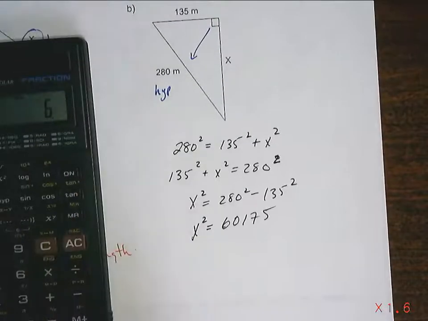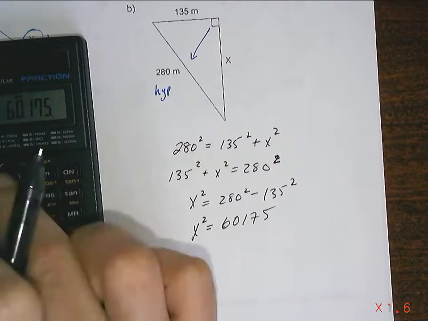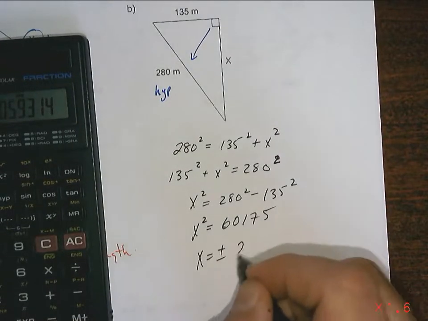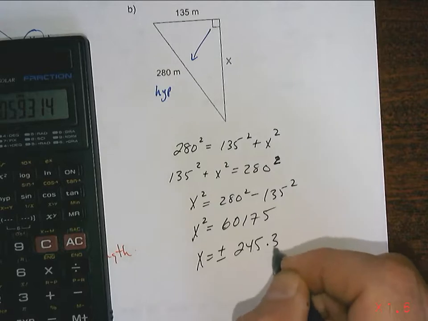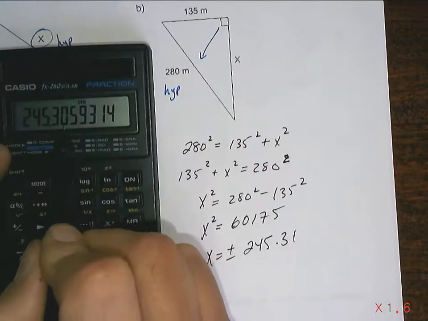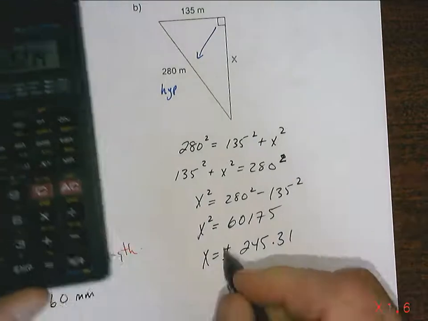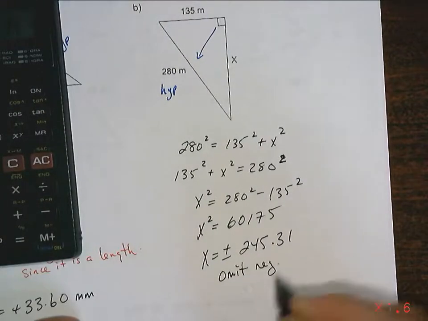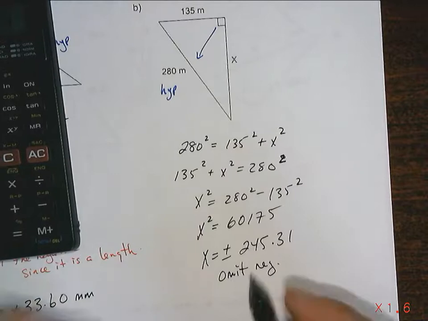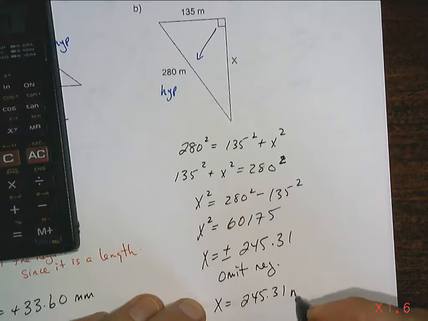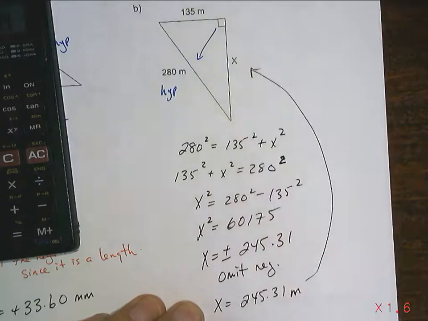So 60175 square rooted. X is going to be plus or minus 245.31, because that 5 makes a 0, that 5 makes a 0, round up to a 1. And we're going to omit the negative. Now I'm getting short form here, so omit neg is good enough. And we're going to say x equals positive 245.31 meters, which means that this length is 245.31 meters.